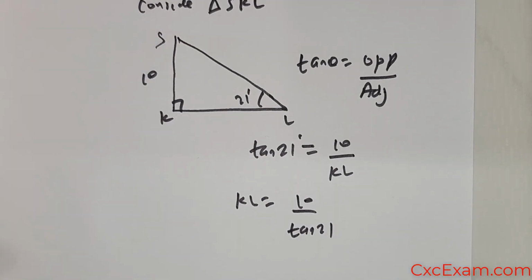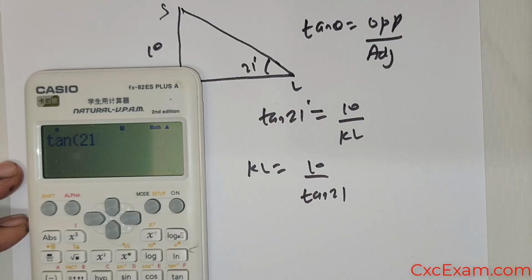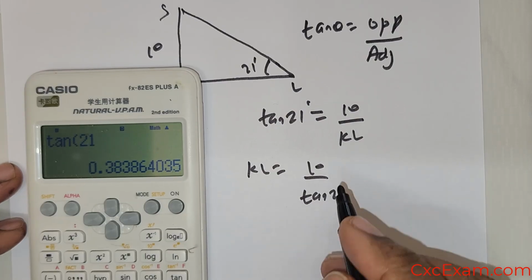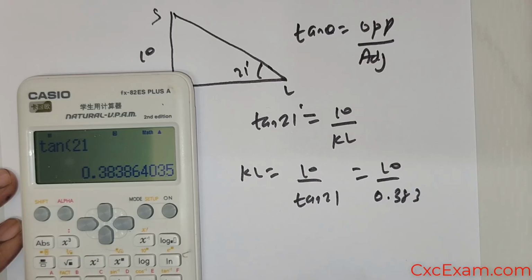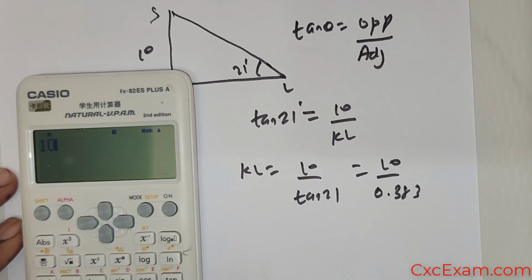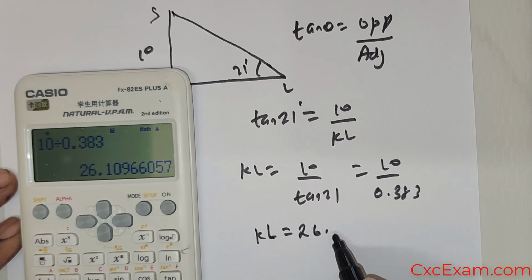So I need to get the value of tan 21. Tan of 21 is about 0.383. So take 10 and divide by 0.383. That is going to give you KL. KL is equal to 26.11 meters.